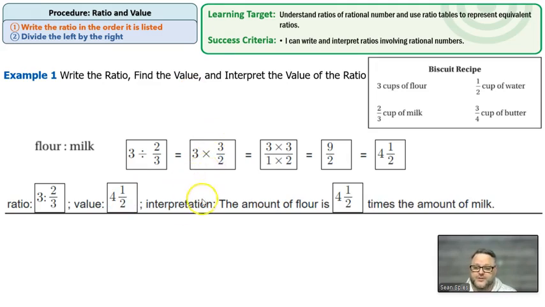All right, our interpretation of this says that the amount of flour is 4.5 times the amount of the milk. And that means that we're going back to the original ratio, flour to milk. Whatever number we get for the value is the number of times it is of the second value, and that's our interpretation.